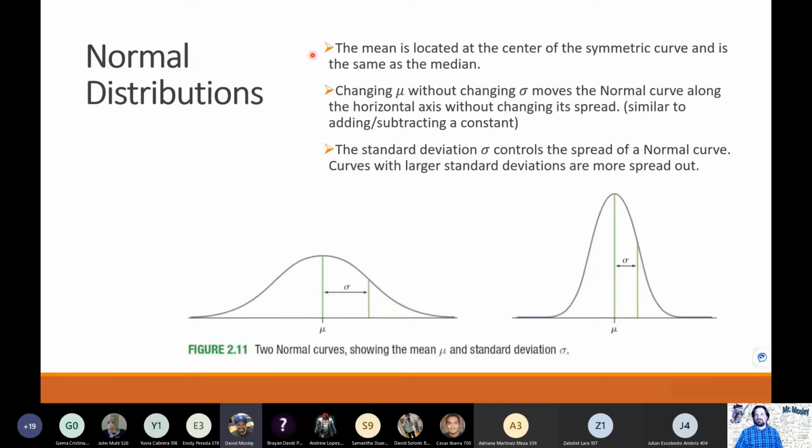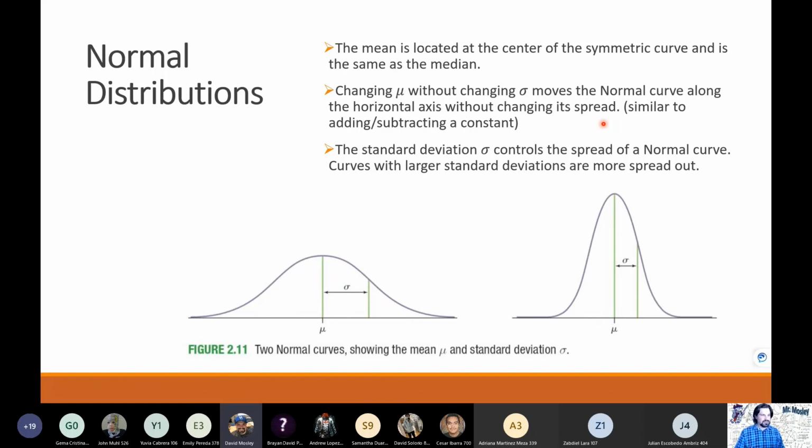Last thing here, we have the mean is located at the center of the symmetric curve and is the same as the median. So again, in both of these pictures, the mean and median are both the same value. They're both the value of mu. Changing mu without changing sigma moves the normal curve along the horizontal axis without changing its spread. And this is similar to what we saw earlier this week with adding or subtracting a constant.